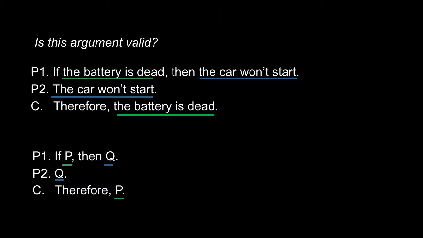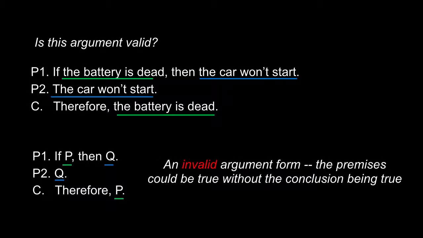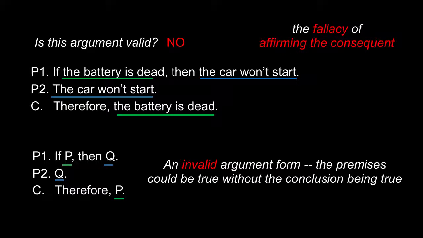a false conclusion. That tells us that the argument form is invalid, that it's possible for the premises in an argument like this to be true without the conclusion also being true. And if it's an invalid argument form, then that means any argument that has this form is invalid. This is an example of what we call in logic the fallacy of affirming the consequent. It's a fallacious, that is deceptive, form of argument. Seems to be good, but isn't.